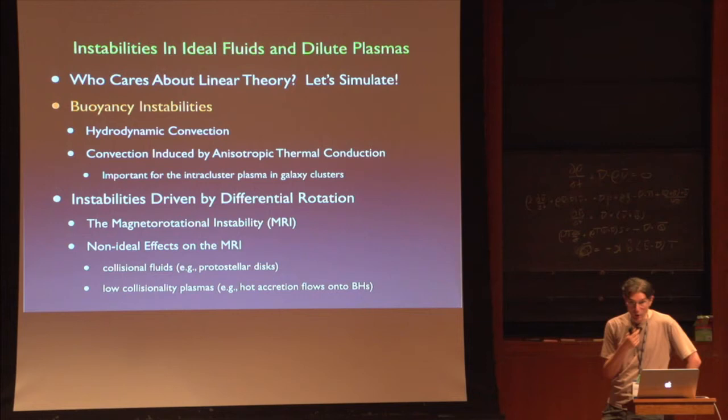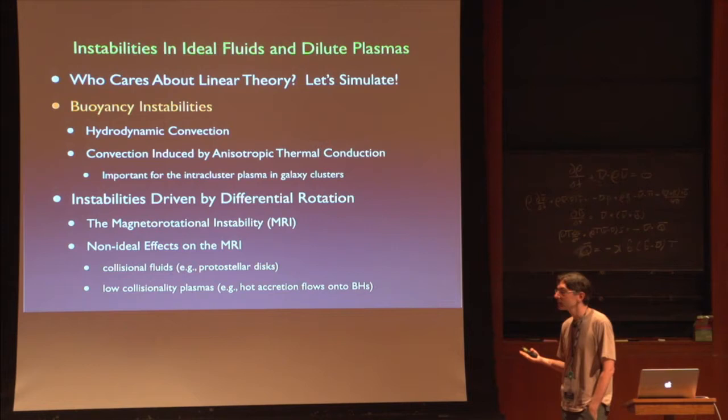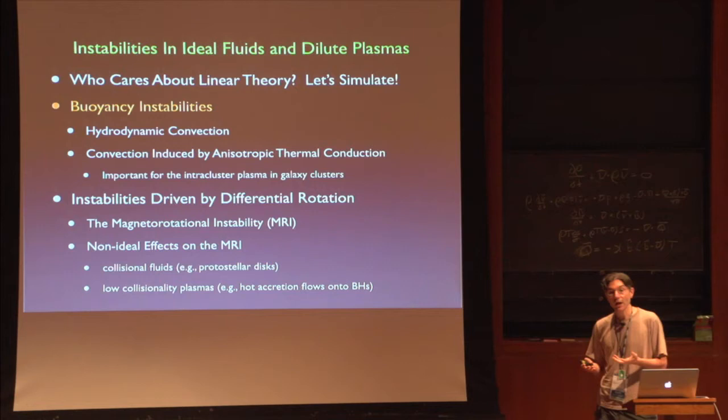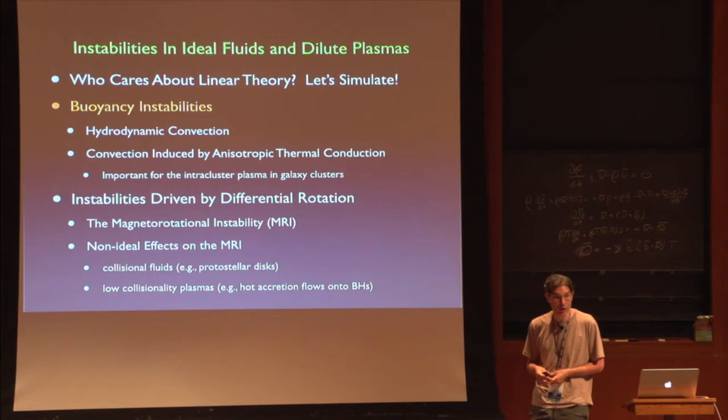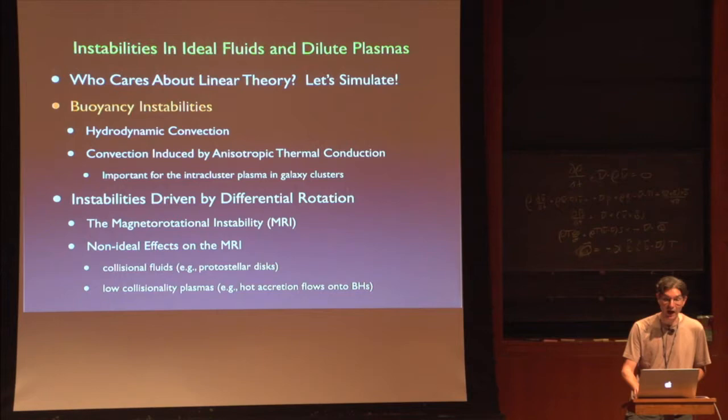Okay, so what I'm going to do now is transition and start to talk specifically about the case of instabilities associated with buoyancy. This is the fundamental physics that drives convection. I'll first talk about the relatively standard theory of convection as it applies in stars. And then I'll transition to some more unusual types of convection associated with thermal conduction, which is particularly interesting in hot dilute plasmas like in galaxy clusters.